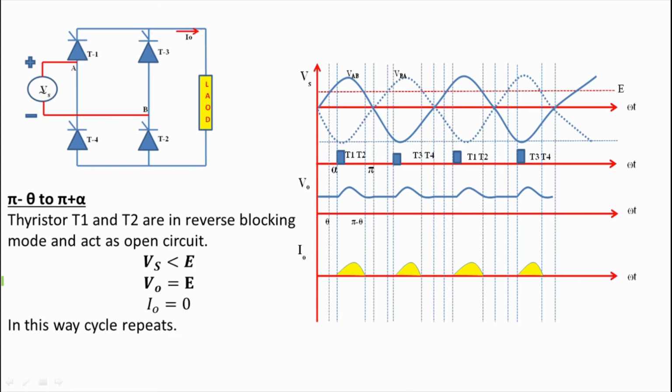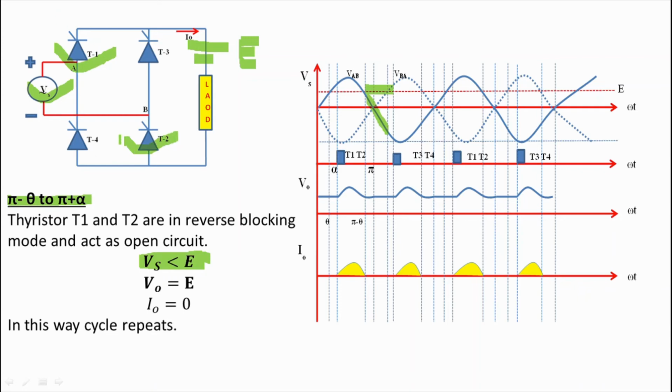Now we will see the circuit operation from pi minus theta to pi plus alpha. See the waveform. Here from pi minus theta to pi plus alpha, we can see that this EMF E is greater than this source voltage Vs. It means source voltage is less than EMF E. When source voltage is less than EMF E, then what will happen? Then these thyristors T1 and T2 get reverse biased.